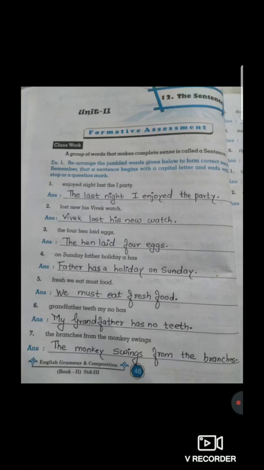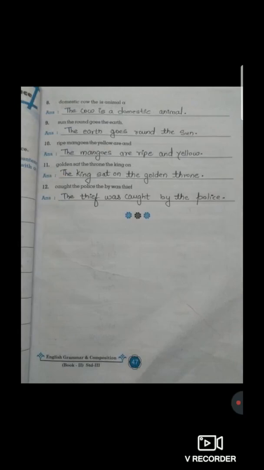Page number 47. So students, in page number 47, the eighth one. Domestic cow, the is animal A. Students, the words are not in a proper order to form a sentence. So, to form a sentence, we have to put all the words in a proper order. So, let's see the answer. The cow is a domestic animal. In the end of the sentence, we have to put a full stop. And the very first letter T should be capital.